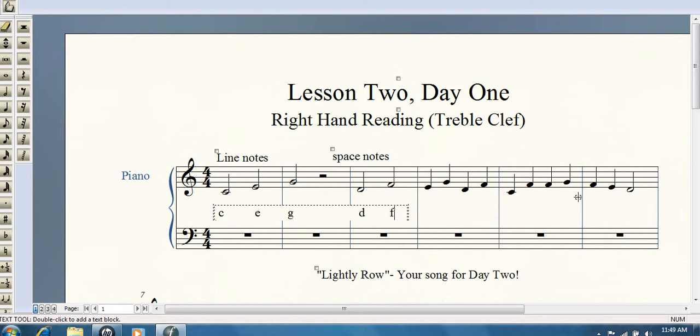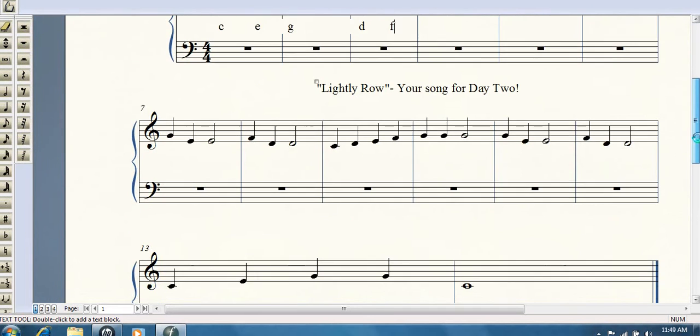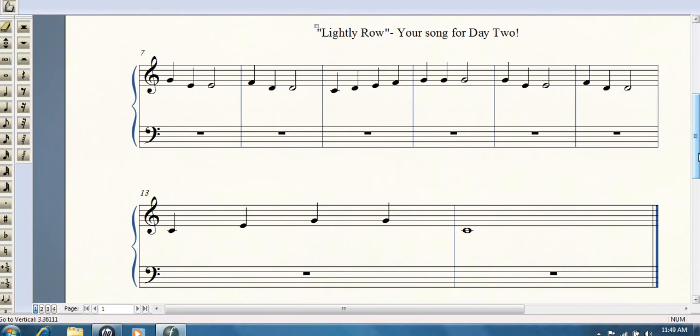Now this is what we're going to do. We're going to do a little exercise on these notes. We're going to figure out together what these notes are, and then look at what you've got. This song is called Lightly Row. It's your song for day 2. We're going to figure out the notes together, and then I'd like you to try to play this song. This is in your handouts. You can print this song up and maybe write the notes in. Go to the piano, try to play this song. Notice this song is 8 measures long.